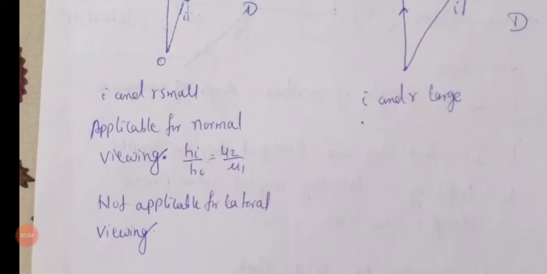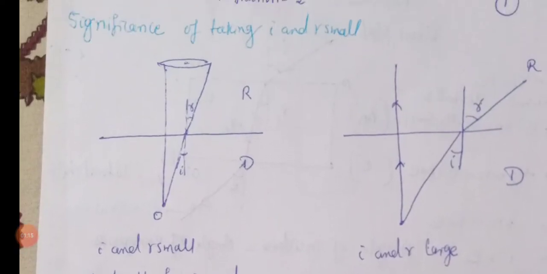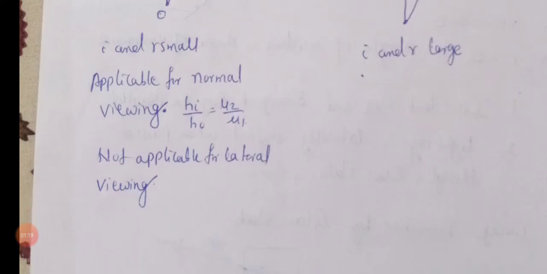In the previous video, the formula which I have given, Hi upon Ho is equal to mu2 upon mu1, student. This formula is applicable only when i and r are small. Means the person is viewing the things from above the normal, not from the sideways. This is not applicable for lateral viewing. And remember, Hi is the height of the image, and Ho is the height of the object.